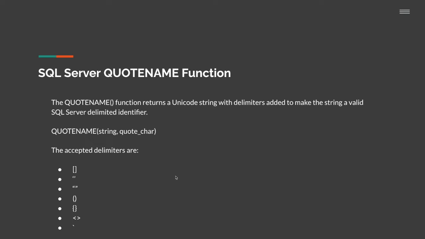Now this function takes two inputs, however only one is required, and that would be the string that you'd want to be wrapped in a particular delimiter. Now by default, the delimiter, if none is provided, will be the square brackets. If you want one of the other delimiters to be used, you'd have to specify it, and that would be the second input required by that QUOTENAME function. Let's take a look at this in practice to get a better understanding as to how it will work.